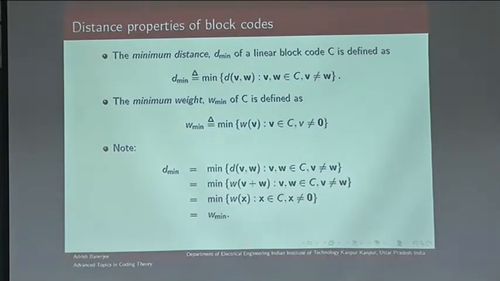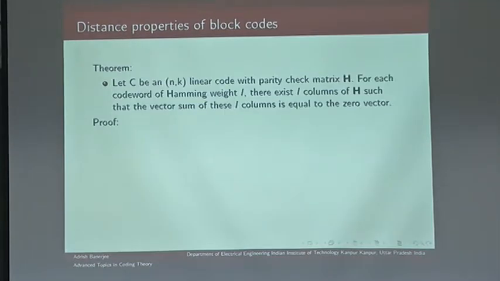Now, why are we interested in the minimum distance of a code? We will soon see that the error correcting capability and the error detecting capability of a code depend on the minimum distance of the code. So the first theorem that we are going to show is as follows. Let C be a linear (n,k) code whose parity check matrix is given by H. Now for each code word of Hamming weight L, there exist L columns of H such that the vector sum of these columns is equal to the 0 vector. So what I am saying is, if there exists a code word of weight L, then L columns of the parity check matrix should add up to 0.